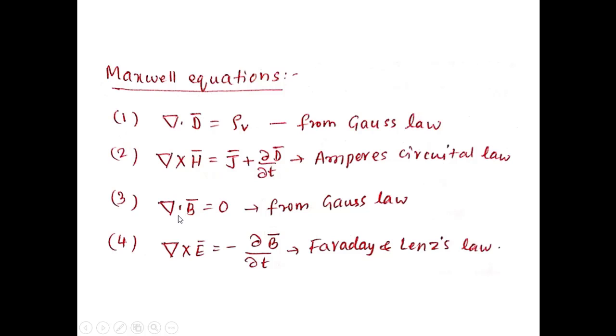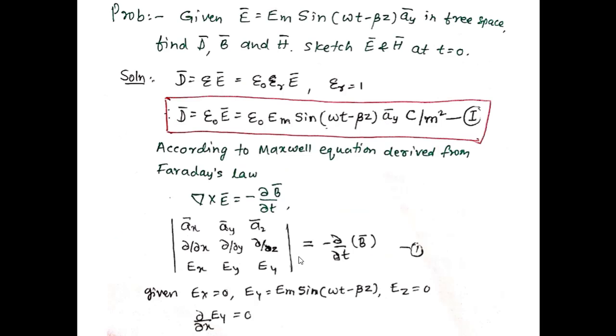Therefore, from Gauss's law for the magnetic field, we got del dot B bar is equal to 0. And next is curl of E bar, which is given by the rate of change of magnetic flux density B bar, which is derived from Faraday and Lenz law. So we'll solve one problem.